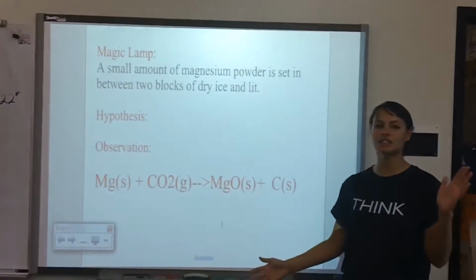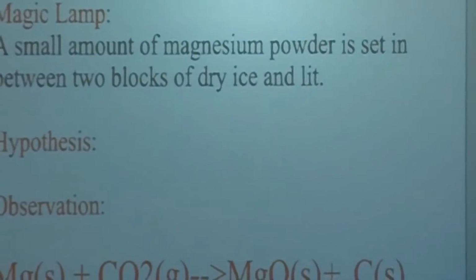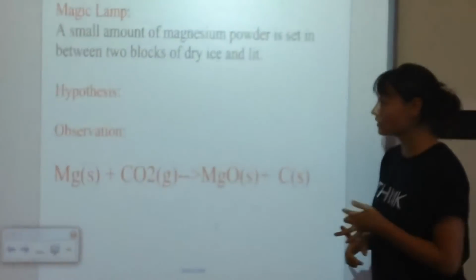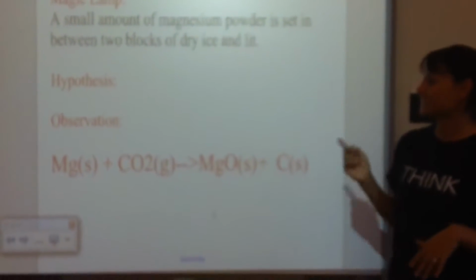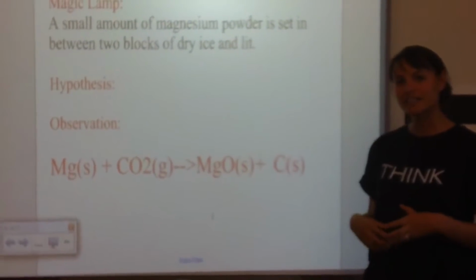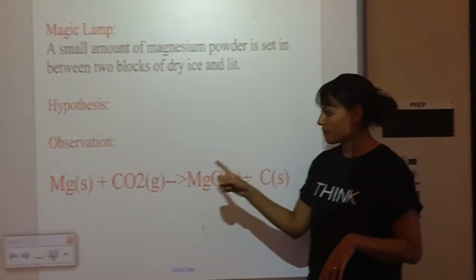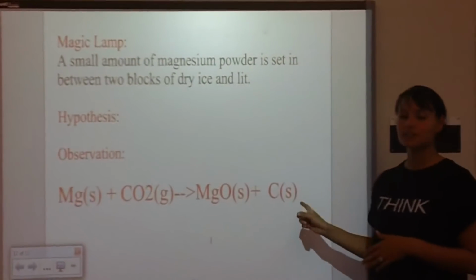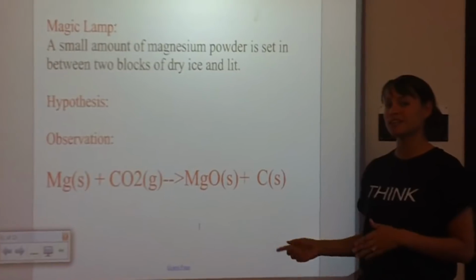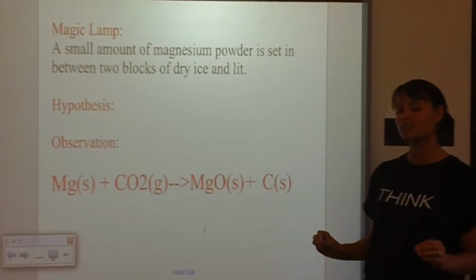All right, so the next one is magic lamp. Make sure you have your balanced equations from the last one and that you've added your delta for the endothermic or exothermic. For this one, we're taking some magnesium powder and we're going to set it in between 2 blocks of dry ice and light it. So what I want you to do is make your hypothesis. Then while we're doing it, make your observations. And lastly, make sure you have this equation down because it's what you'll need to balance. And then say if it's endothermic or exothermic and put your deltas in the right spot.